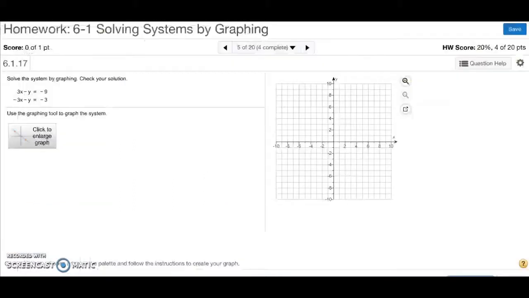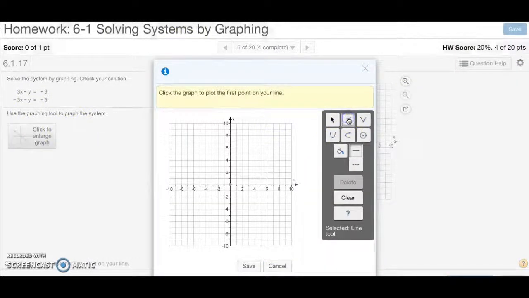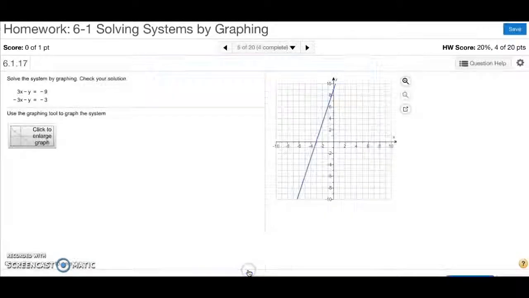So let's do that. So click to enlarge the graph. So I have my y-intercept of 9. Now I have a slope of 3. Notice it doesn't fit on my graph to go up 3 to the right 1. So I have to reverse it by going down 1, 2, 3 to the left 1. Click it and press save.